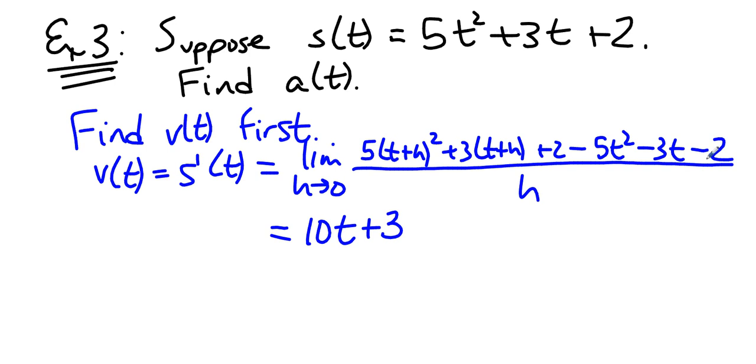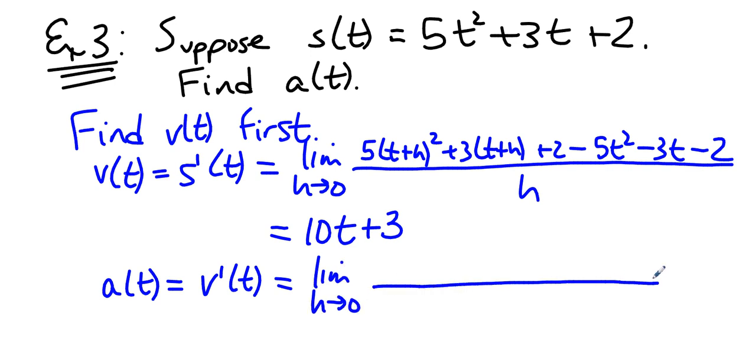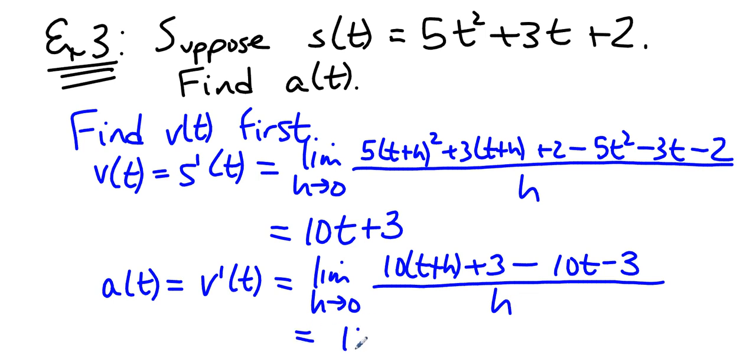Expand the brackets, cancel some things out, factor out an h. Pause the video if you have to. Then what? Well, then we find acceleration. Acceleration talks about how velocity is changing over time. How is velocity changing over time? Well, that's a limit as h approaches 0 of how velocity is changing over time. So we put our t plus h's into the velocity function, minus the velocity function, everybody gets subtracted, over h. And I'll leave you to confirm that that does in fact turn out to be 10.